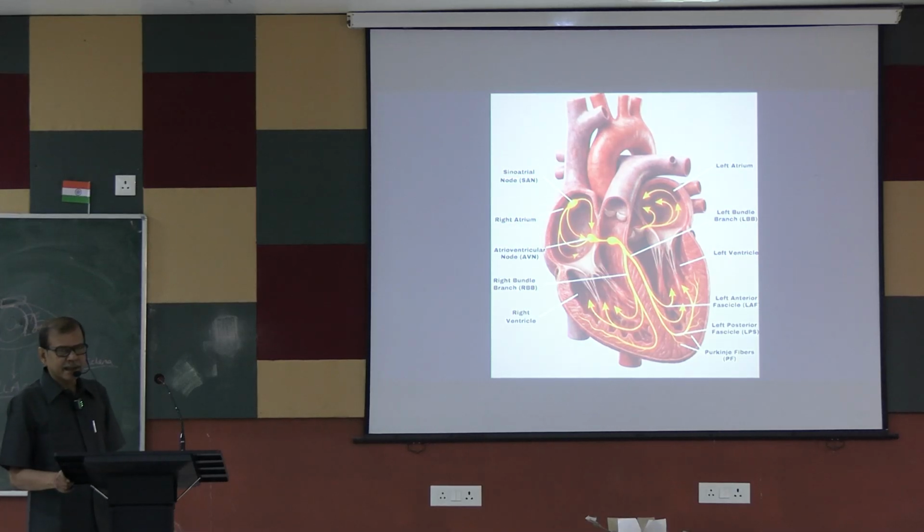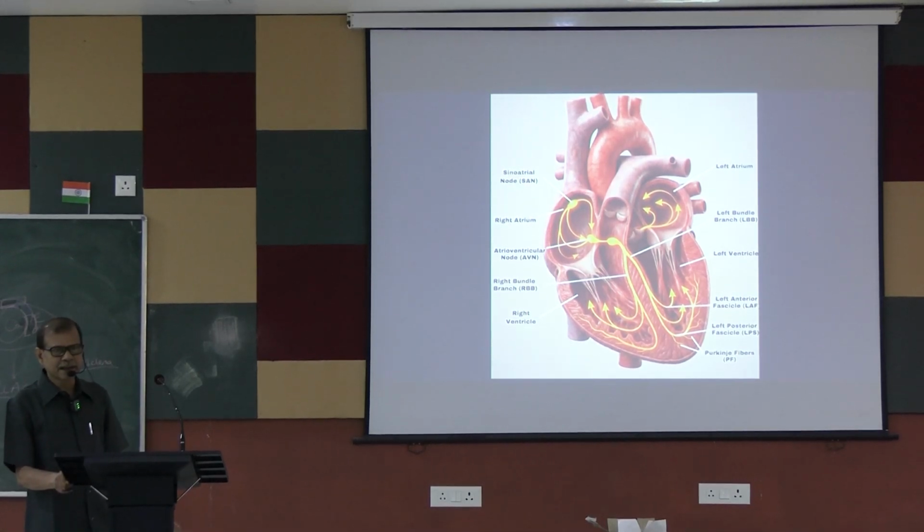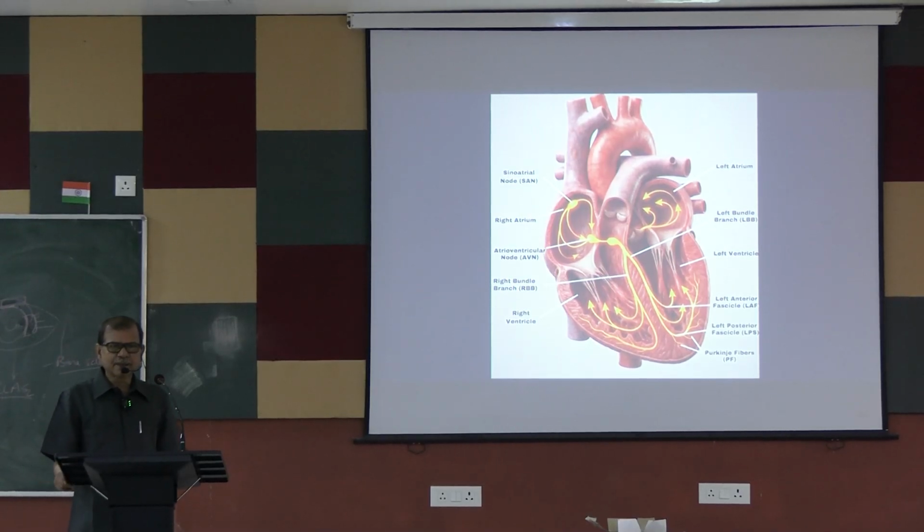The next in the hierarchy is the AV node with a rate of about 40 to 60. Then the internodal pathways, the intrinsic rate is 20 to 40 beats per minute. This is the hierarchical fashion of the cardiac conduction system.